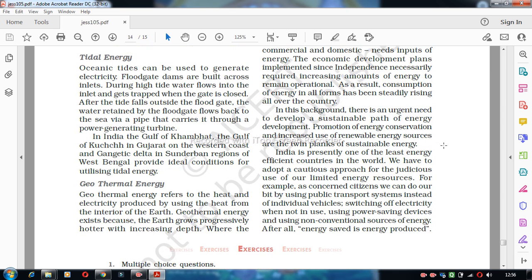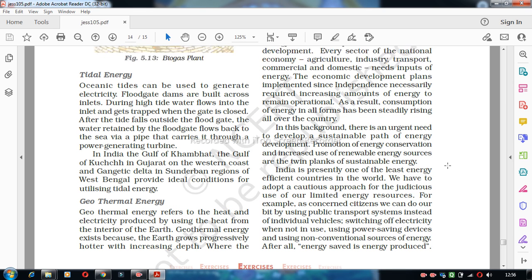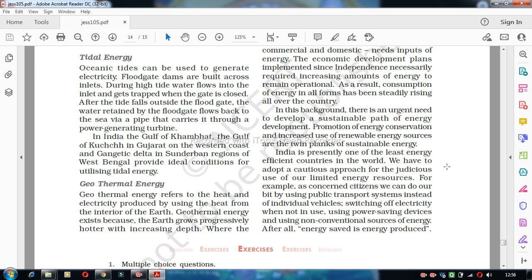Moving further, as we are seeing, if we are going to consume it, they are going to be exhausted. In the last paragraph, we are talking about switching off electricity when not in use, using power saving devices and using non-conventional sources of energy. So these 3 points are very important. Switching off electricity when it is not in use, switching to power saving devices, and last, more use of non-conventional sources of energy. After all, when we are saving energy, it is said that energy is produced. So energy saved is energy produced.